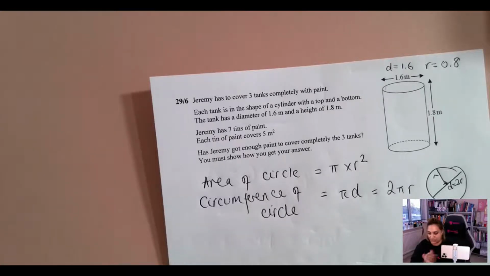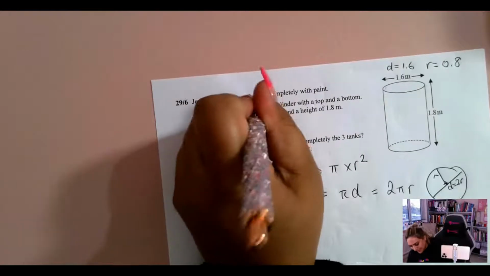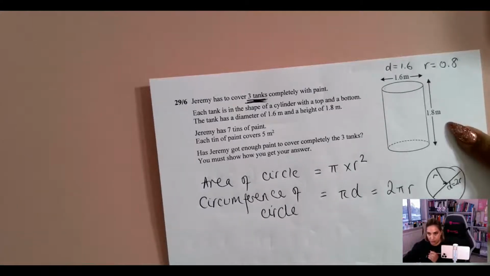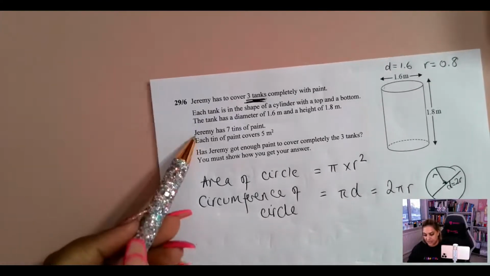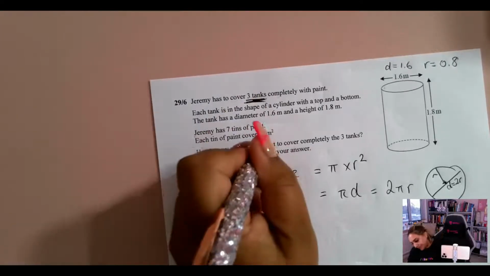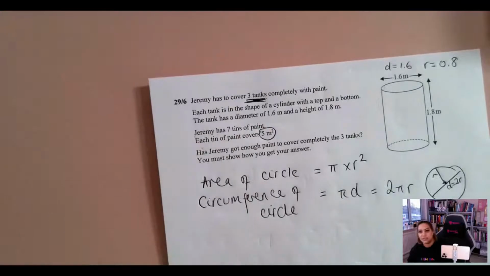Okay, let's read the question now. Jeremy has to cover 3 tanks. I'm going to underline the 3 as I'm reading my question so I don't forget there's 3. Each tank is a cylinder with a top and a bottom. The tank has a diameter of 1.6 and a height of 1.8. He's got 7 tins of paint. Each tin of paint covers 5 meters squared.